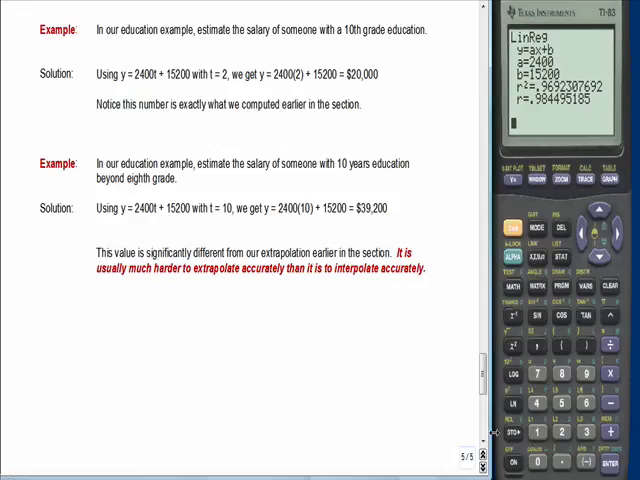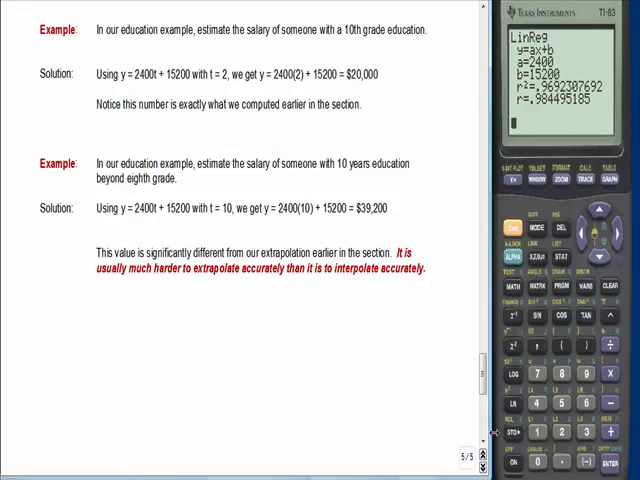One last example. So let's estimate the salary of someone with 10 years education beyond 8th grade. So again, I would use my regression equation that I found on the calculator, and I would have y equals 2400t plus 15,200, and I would substitute in t equals 10. And if I substitute in t equals 10, I would have y equals 2400 multiplied by 10 plus 15,200, and that would give me $39,200.